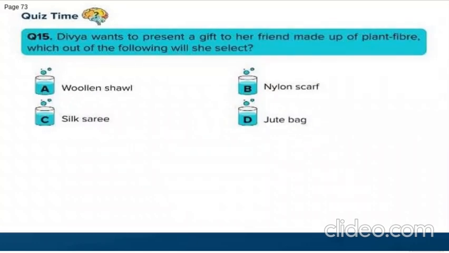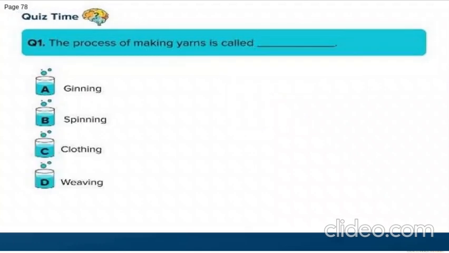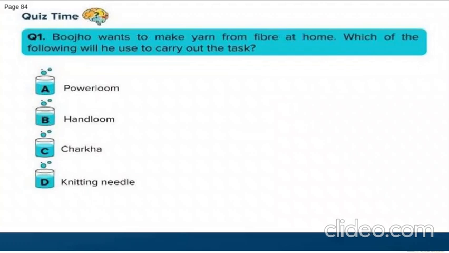Next, okay, this we did, right? Now, the process of making yarns is called what? The process of making yarns from the fibers is known as spinning. Correct. Next question. Okay, this is done, right? Yeah, this is done.